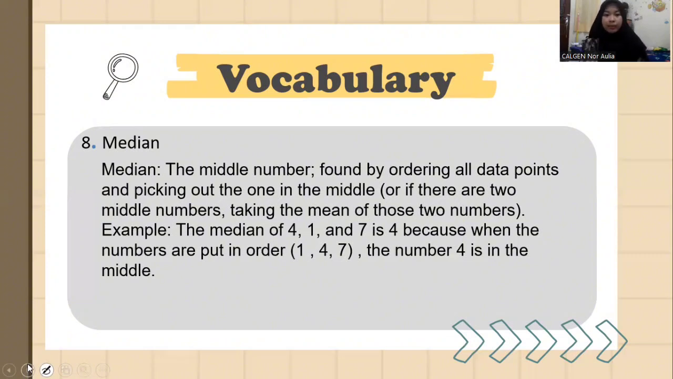So for the example, the median of 4, 1, and 7 is 4. Why? Because when the numbers are put in order, it's like 1, 4, 7. So the median is number 4 because the number 4 is the middle.